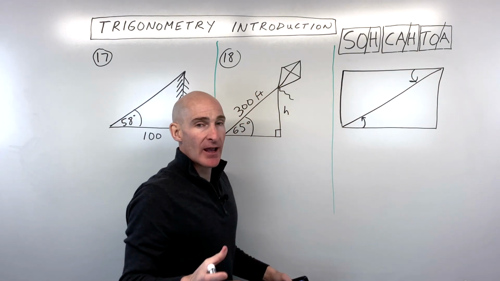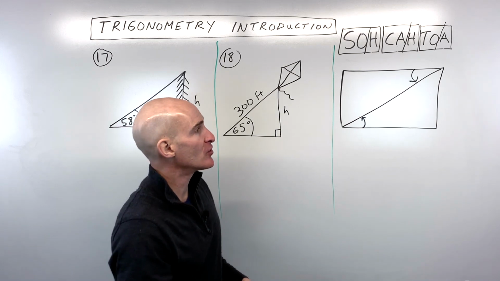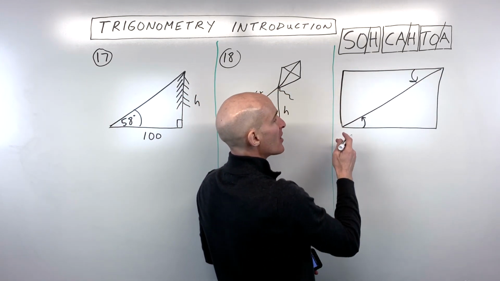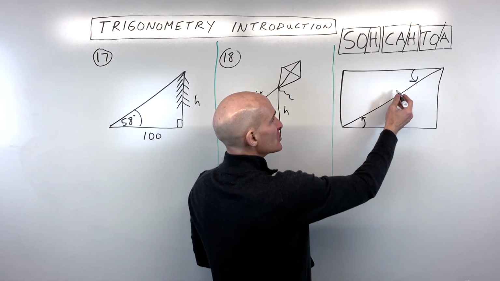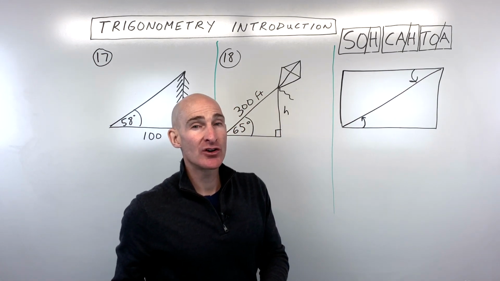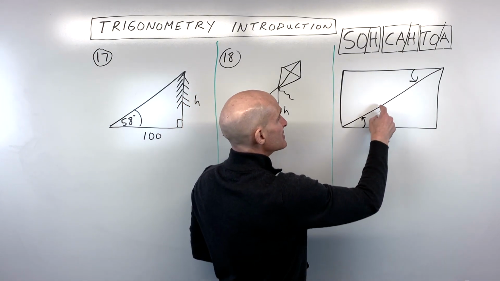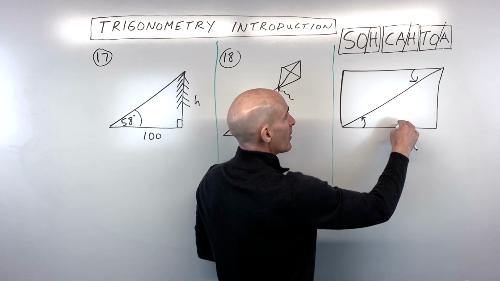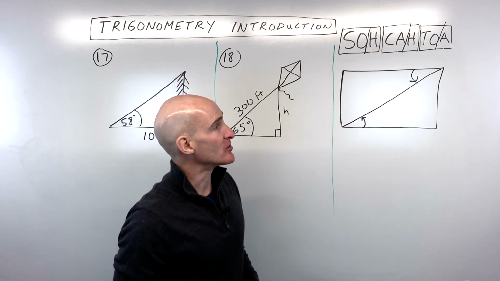Whenever you're doing an angle of elevation or an angle of depression problem, you can always draw a rectangle like I'm drawing here. And the angle of elevation and angle of depression are actually going to be congruent. They're alternate interior angles because these lines are parallel. And you probably remember that from geometry, right?